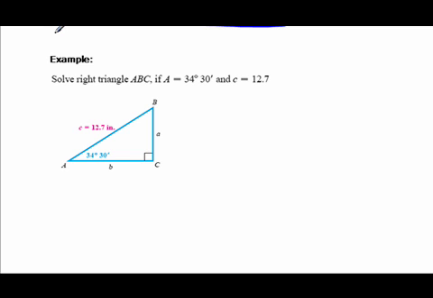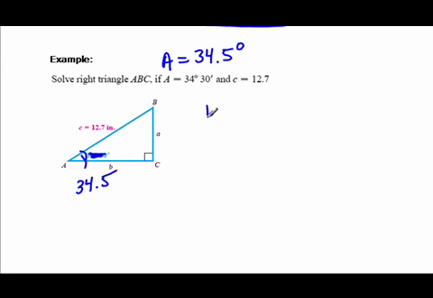Now right away, let's go ahead and change our degrees and minutes into a decimal equivalent. We all know that 30 minutes is 0.5 of a degree. So let's go ahead and just say that angle A is 34.5 degrees. I like working with decimal degrees more than minutes and seconds. So 34.5 I'm going to think of right here. Angle A is 34.5. Well, we already know angle C is 90, so let's go ahead and find angle B.